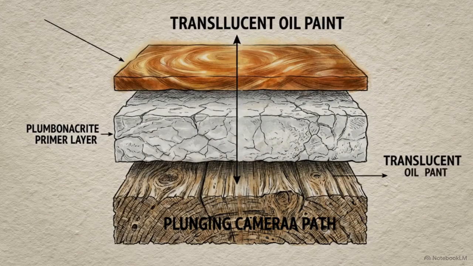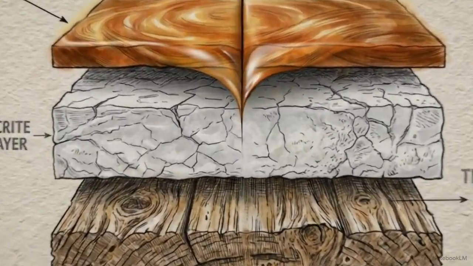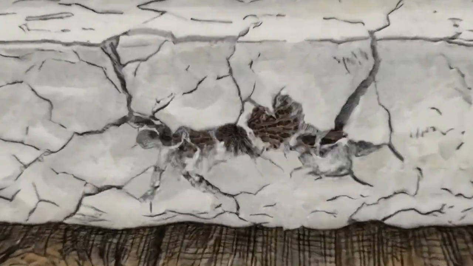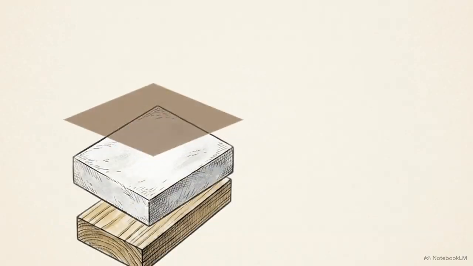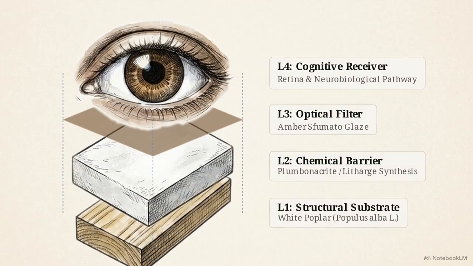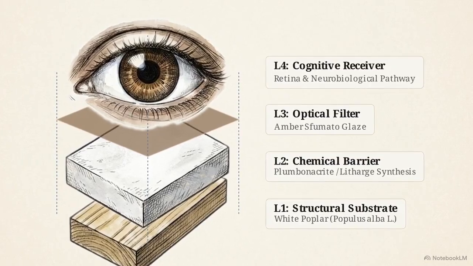We will follow the construction of this object from its base substrate up to the viewer's retina, utilizing data mapped by modern particle accelerators. These four sequential layers define the physiological and physical mechanics of the world's most scrutinized image.